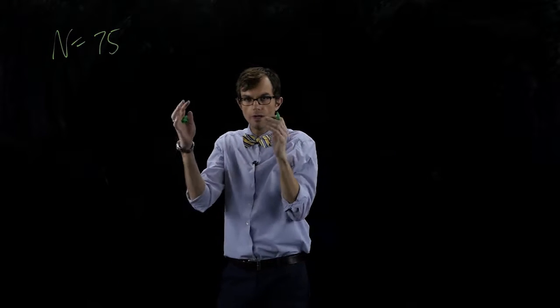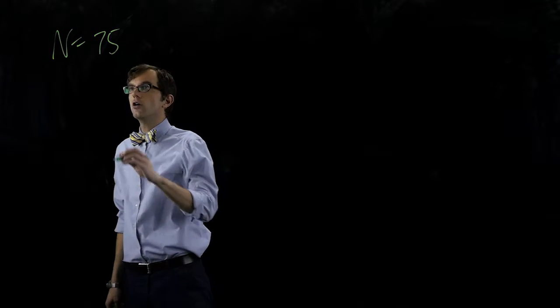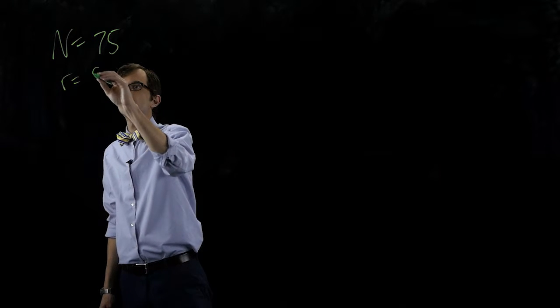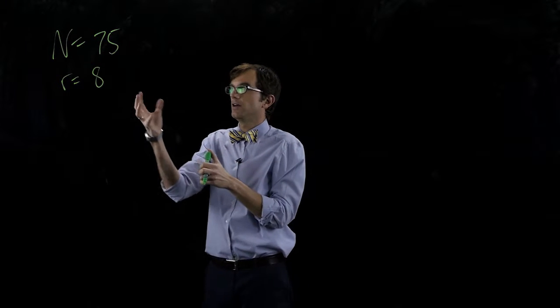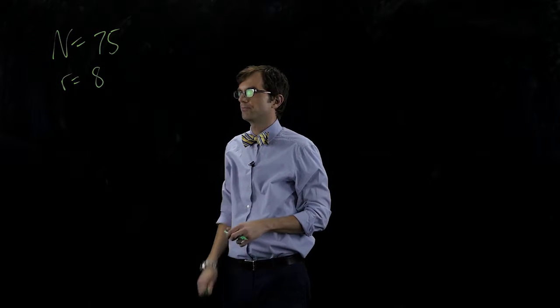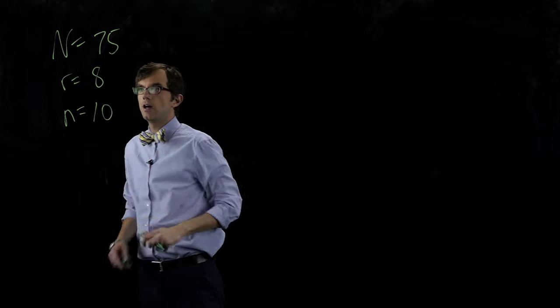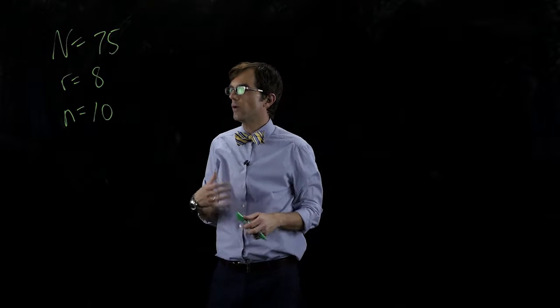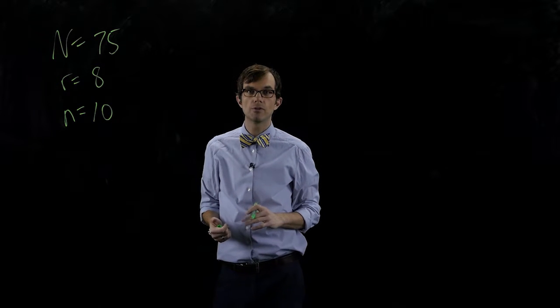Okay, so we have a population of 75 washers. We know exactly what the population looks like, and it has 75 washers in it. And we know that there are R equals 8 unacceptable washers in there. We know exactly how many unacceptable washers are in that 75. We know exactly what that population looks like. And we are going to pick out a sample of size 10 from that 75. And we want to know what's the probability that we get no defects in that sample of size 10.